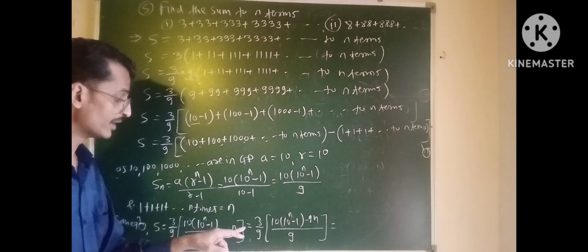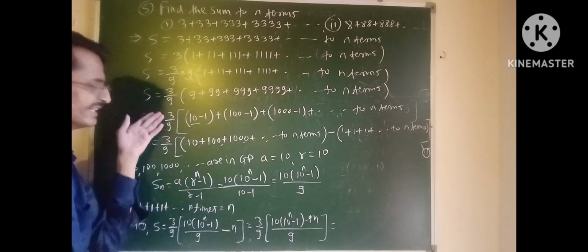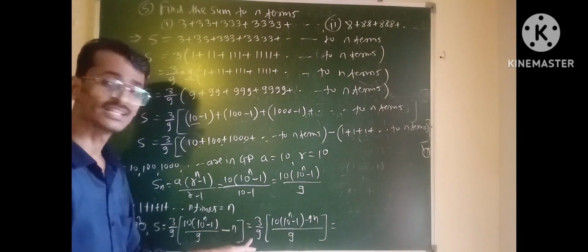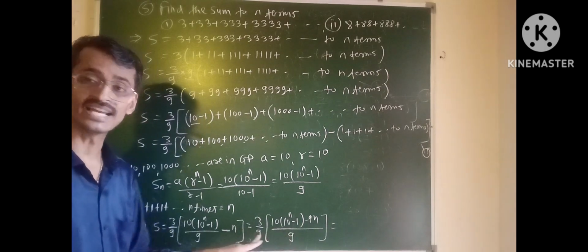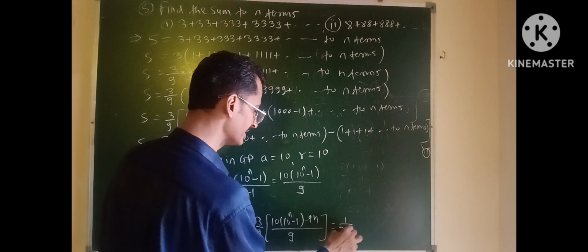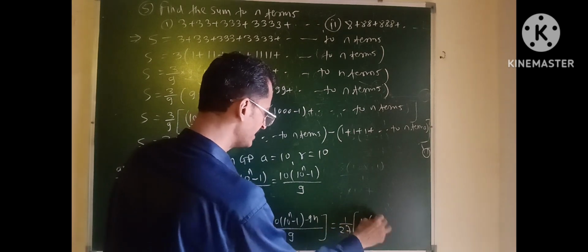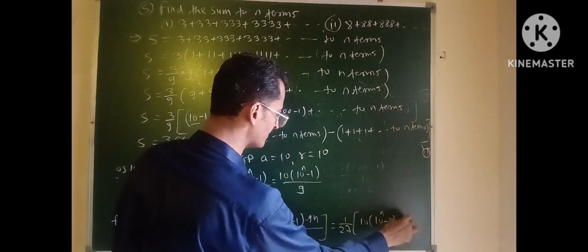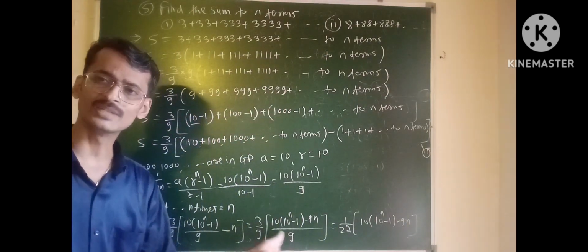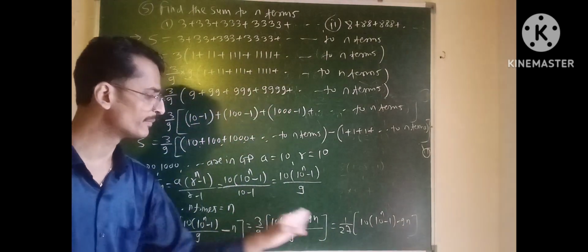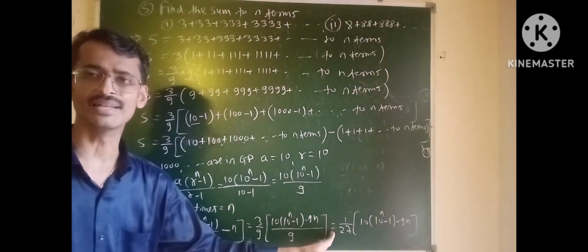Okay. So now actually 3 by 9 we can write here 1 by 3. So here this is 3 by 9 which we can write 1 by 3 into this 9, that is 1 by 27. So 10 into 10 raised to n minus 1 minus 9n. Or you can write 9 into 9, 81, that is 3 upon 81, that is 1 by 27.